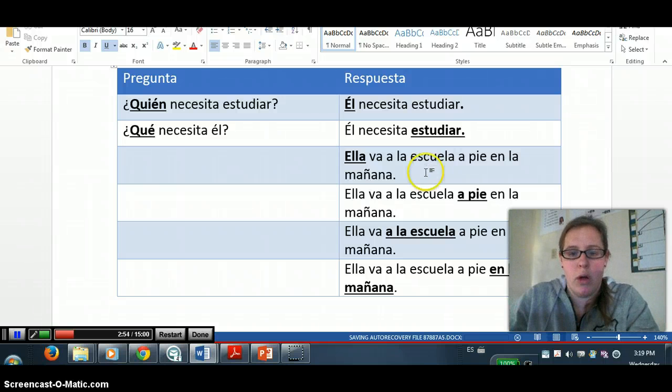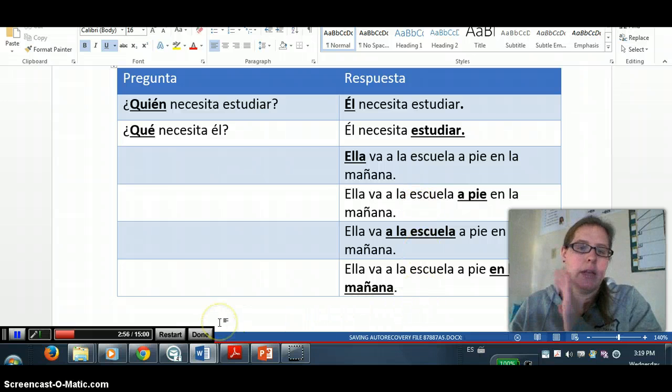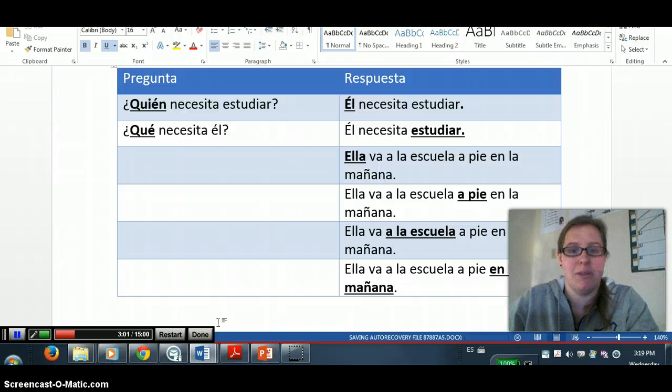That's all there's to it. There's just 1, 2, 3, 4 of them. And again, you can type them and print them, or you can bring them in on paper. It doesn't matter to me, okay?